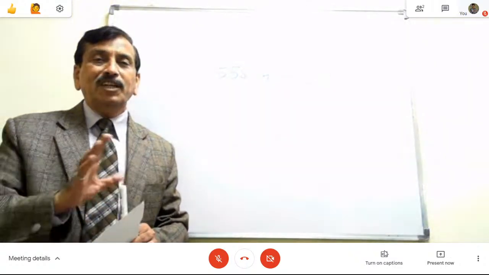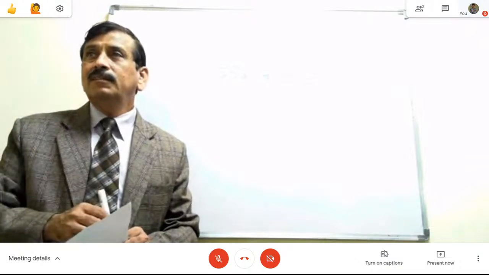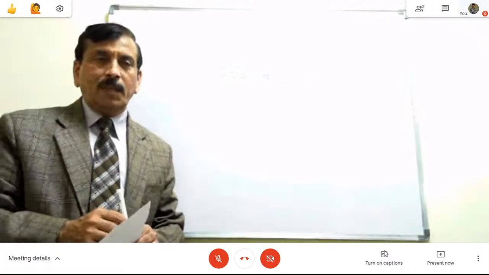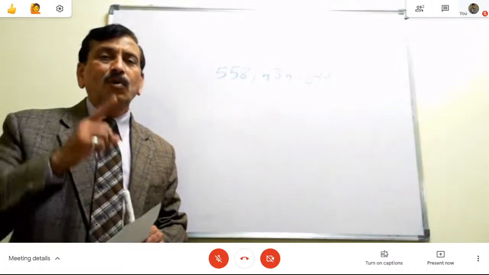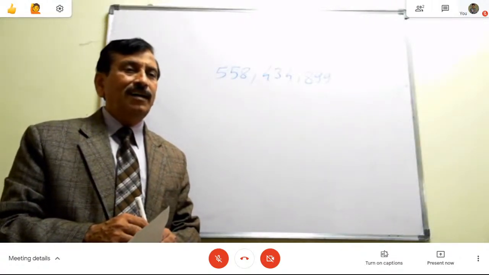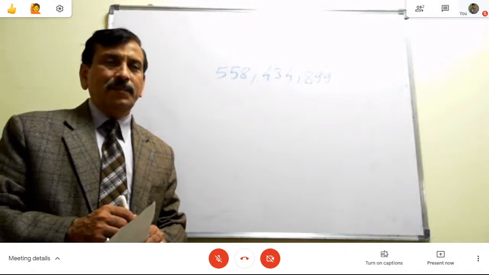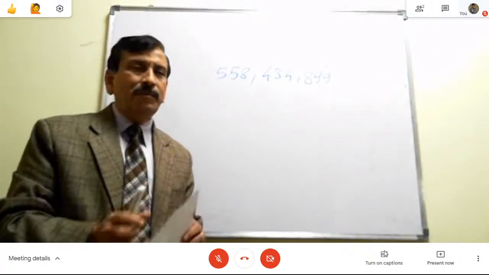I think brightness is varying too much. What to do? You can switch off this bright light. Let us see. With the roof light we can manage. Now, is it visible? I hope it is visible. It's brighter. Okay.